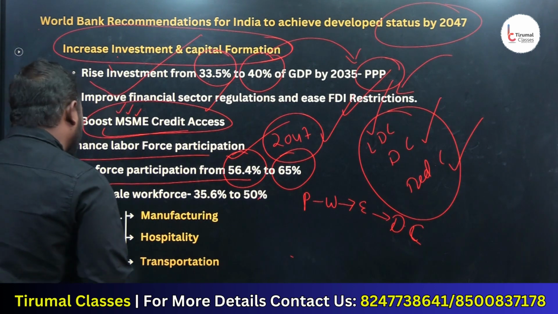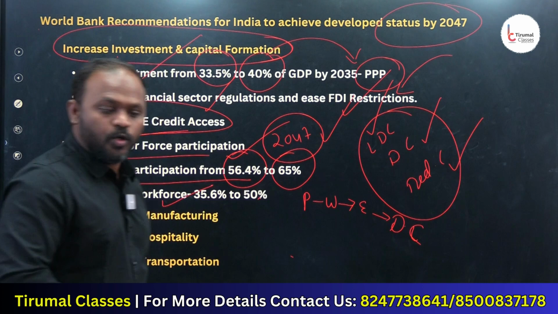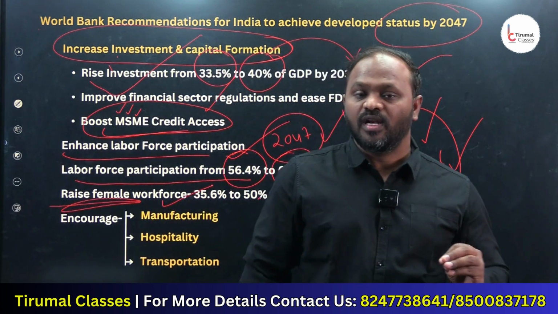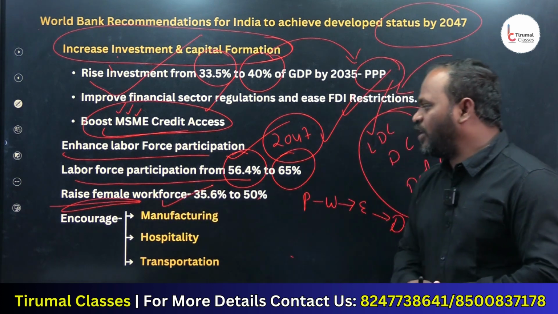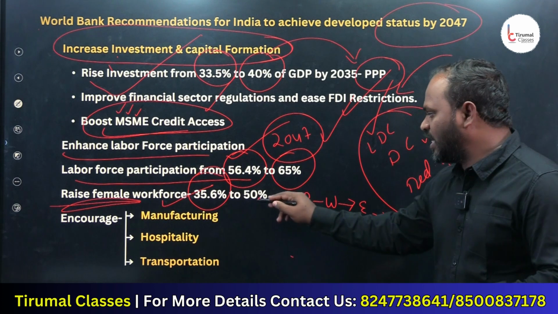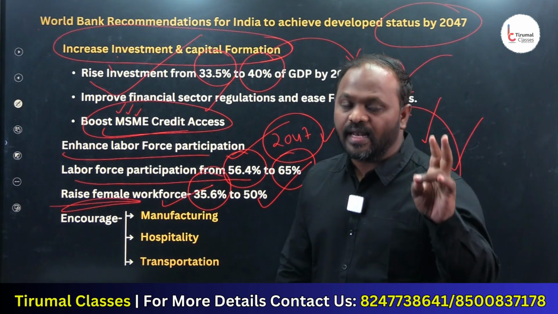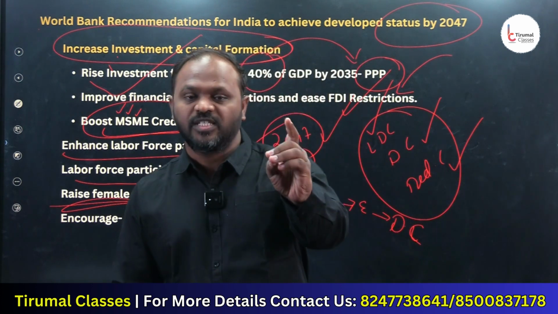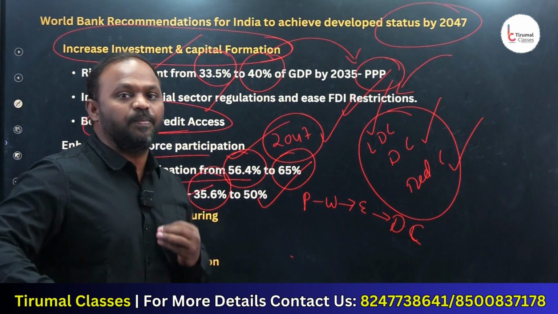Clear, right? Not only that, rise of female workforce. ఇండియాలో ట్రెడిషనల్ గా ఫీమేల్స్ వర్ నాట్ అలౌడ్ టు వర్క్, బట్ వాట్ వరల్డ్ బ్యాంక్ సెడ్, we should increase female workforce. Right now it is 35.6%. That should be increased to 50%. అంటే ఓవరాల్ గా మేల్ అండ్ ఫీమేల్ వర్క్ ఫోర్స్ ని పెంచితే by 2047 kalla India can be a developed country.